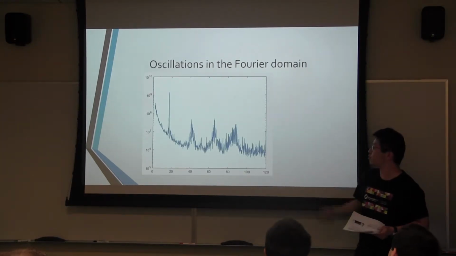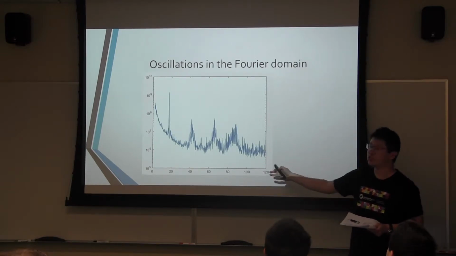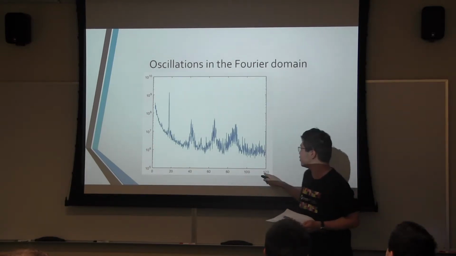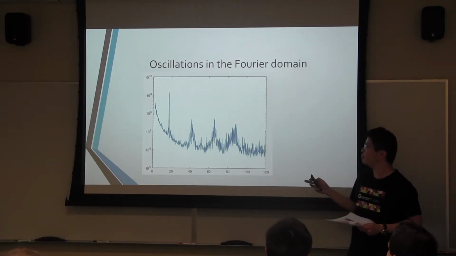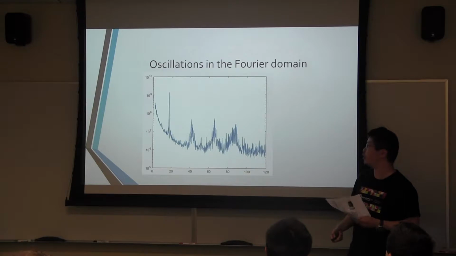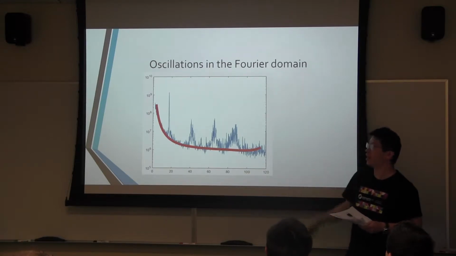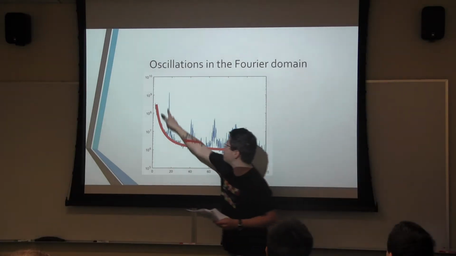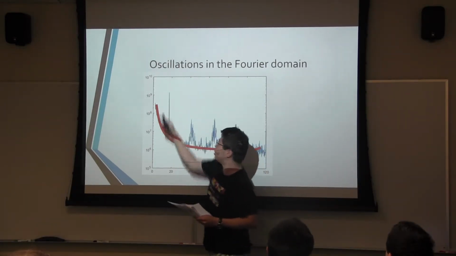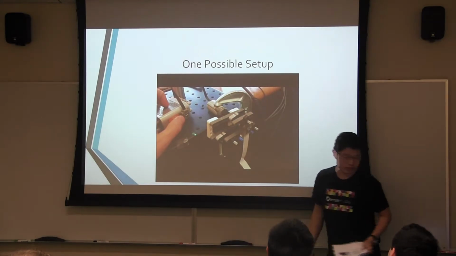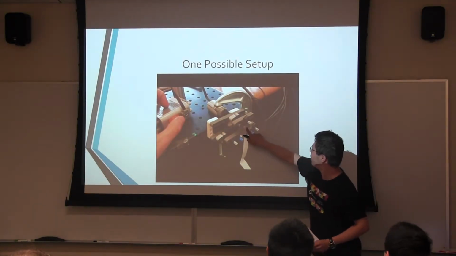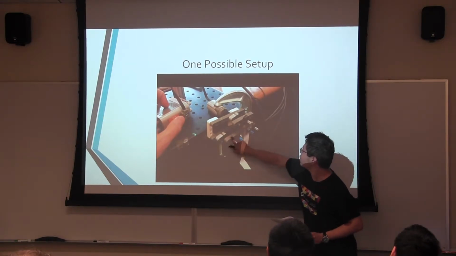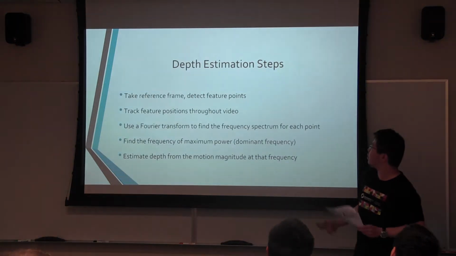To see it more clearly, this is one power spectrum I took. The x-axis is frequency, and the y-axis is the motion power from one example setup. This red line is the noise floor. If we take the information here, we get a much better signal to noise ratio. So this is one possible setup. I can't play the video, but the camera is here, and the Legos will move the stuff.